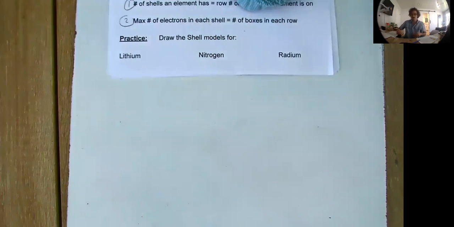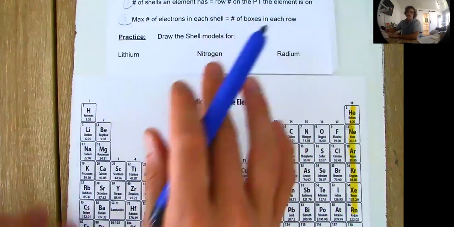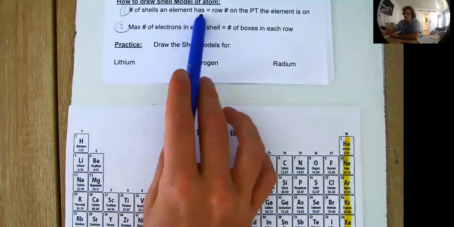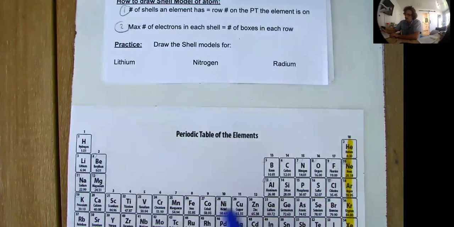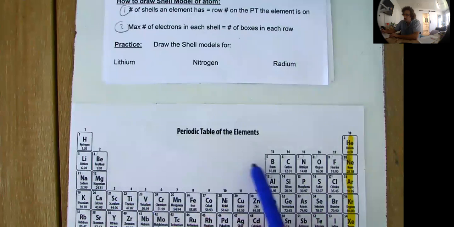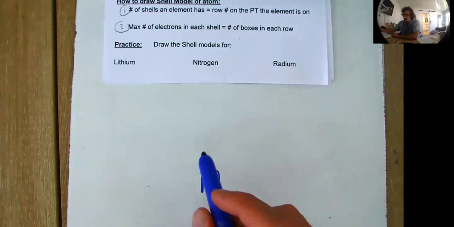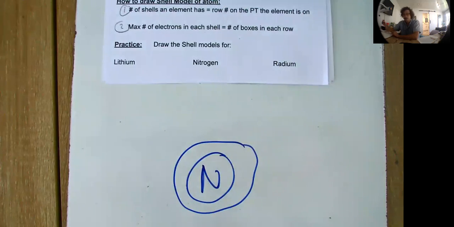Okay. Nitrogen. We find nitrogen on the periodic table, and we're following the rules right here. The number of shells on an element equals the number of rows on the periodic table the element is on. So where's nitrogen? There it is, number 7. We notice that it's on the second row, just like lithium was. So how many shells does it have? Well, it has 2. So here's N for nitrogen, and there's 1, 2.